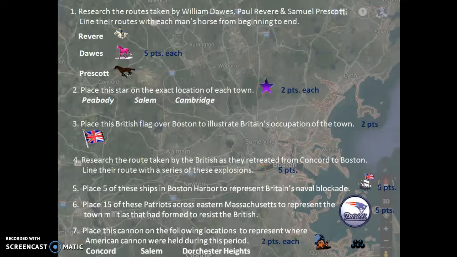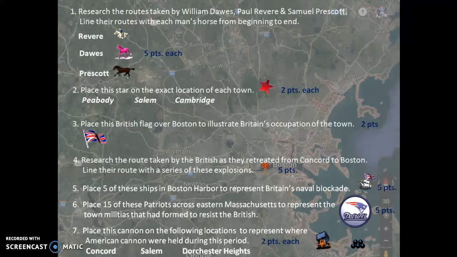For number two, they are to place this blue star, red star, on the location of each town. Peabody being the town that my students live in, Salem being the next town over, because that's where a significant event took place 2 months before the Battle of Lexington and Concord, where the British went out up to Salem to the North Shore looking for cannon. So what happened in Concord 2 months later could very well have happened in Salem.